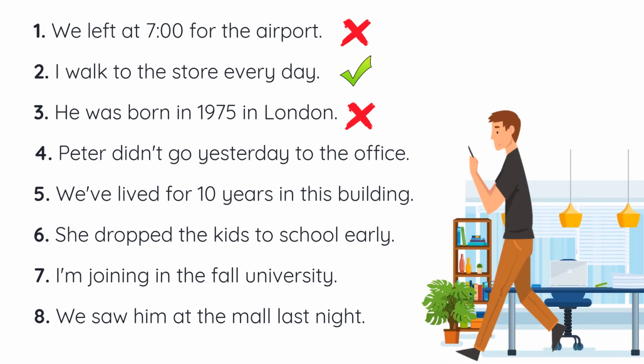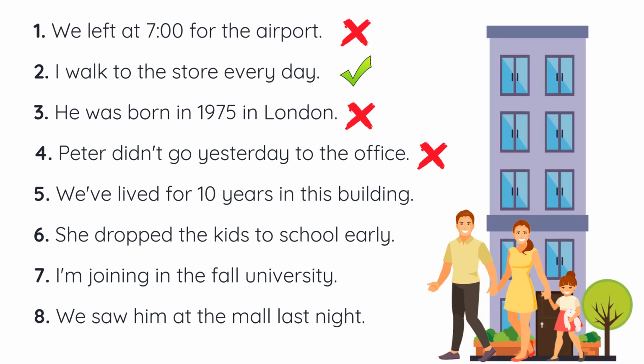Number 4. Peter didn't go yesterday to the office. Is it right or wrong? What do you say? It's wrong. Because it should be, Peter didn't go to the office yesterday. Where? To the office. When? Yesterday.